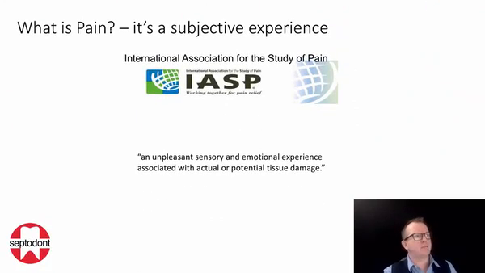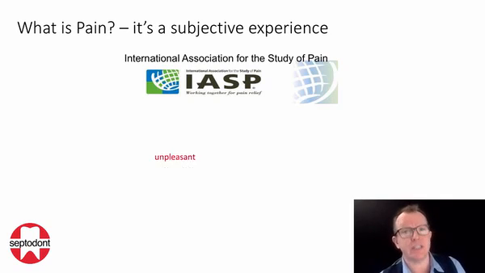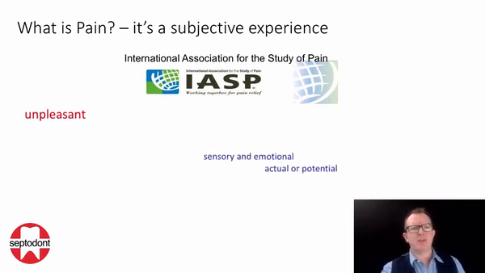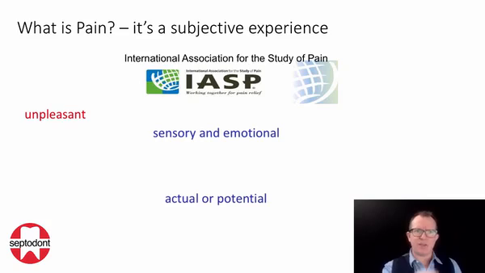Pain, defined by the International Association for the Study of Pain, is an unpleasant sensory and emotional experience associated with actual or potential tissue damage. Let's divide that up. Yes, it's unpleasant, but the interesting thing to me is where it's sensory and emotional, actual or potential. So we know that sensory is the stimulus, okay? I stab myself with a drawing pin, there's a sensory to that, but then there's an emotional attachment as well.